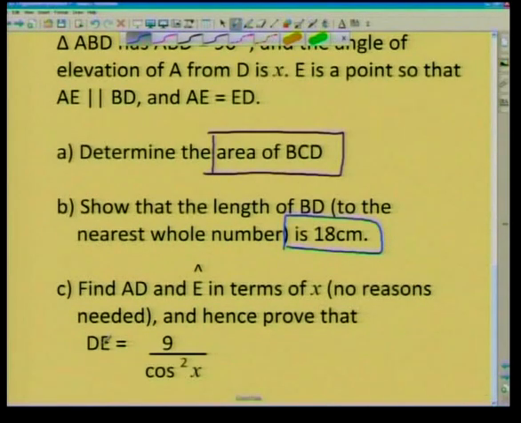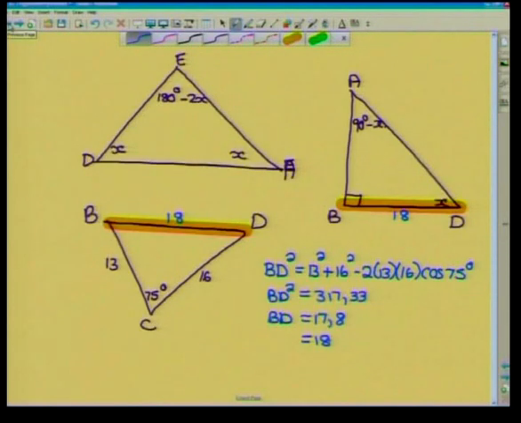Okay, now the next question says, find AD and angle E in terms of x. No reason needed. Now, in fact, I think we might have already found some of this, and hence prove that DE is equal to 9 over cos squared x. So let's go back to the actual question that we had there. The question said, find AD and E.